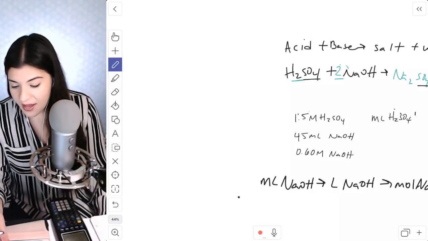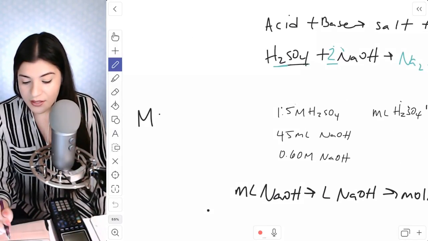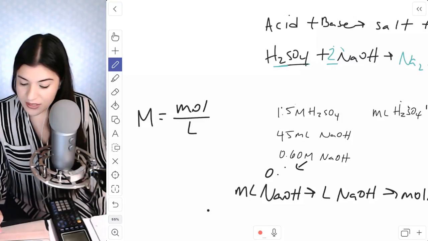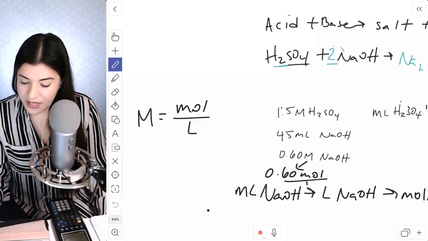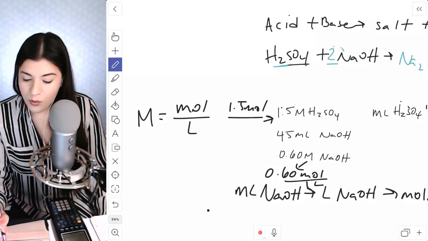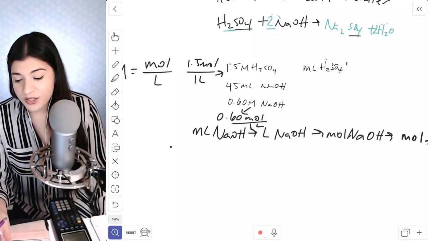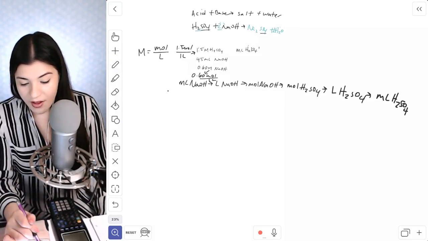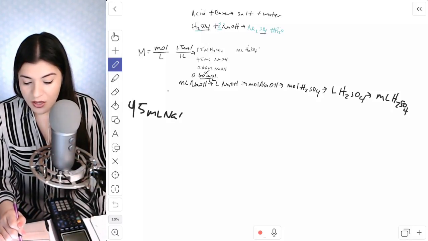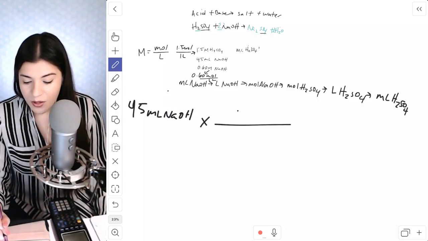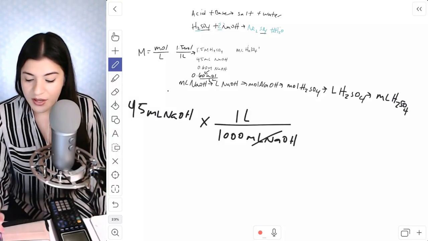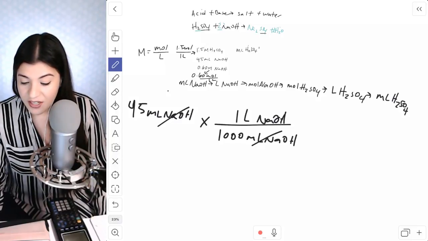And then just a little side note, looking back at our molarities, we can rewrite these as conversion factors, which is just moles over liters. So this is really going to be 0.6 moles divided by 1 liter. Same thing goes for this one. This is really 1.5 moles over 1 liter. So I'm going to use those in just a second. So let's start off with the 45 milliliters and change that to liters. So 45 milliliters of NaOH, I would multiply this by 1 liter on top and 1,000 on the bottom, because those would cancel out our milliliters and milliliters. And now we have just liters of NaOH.